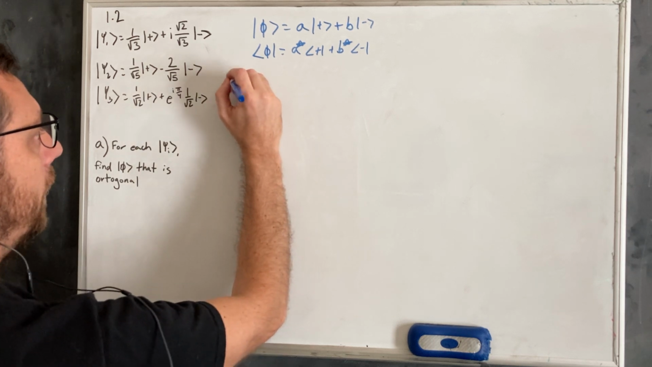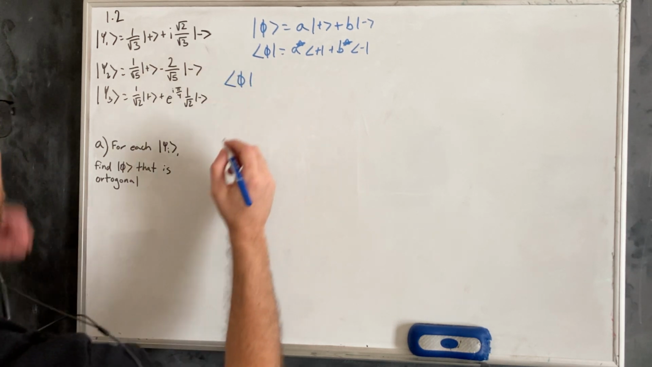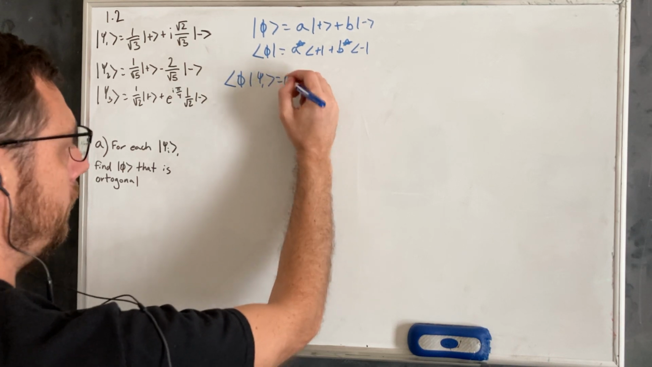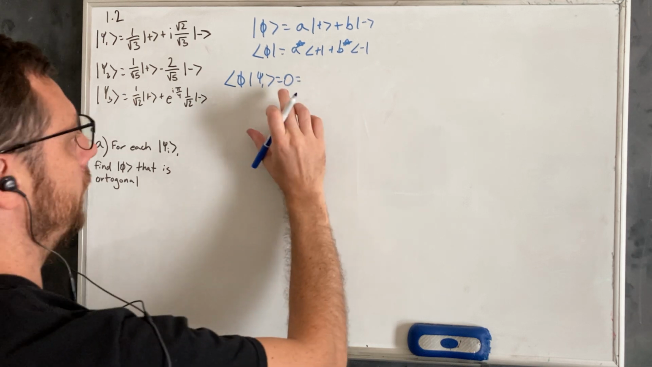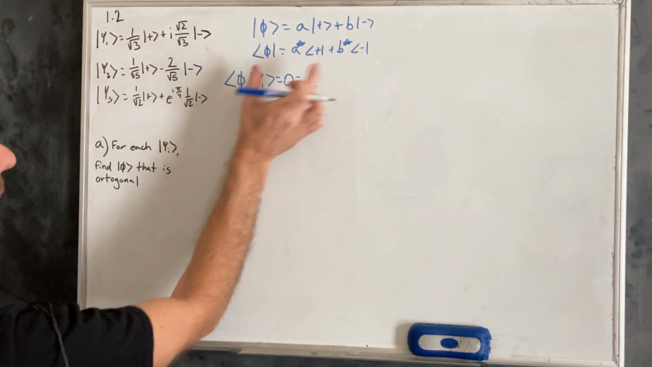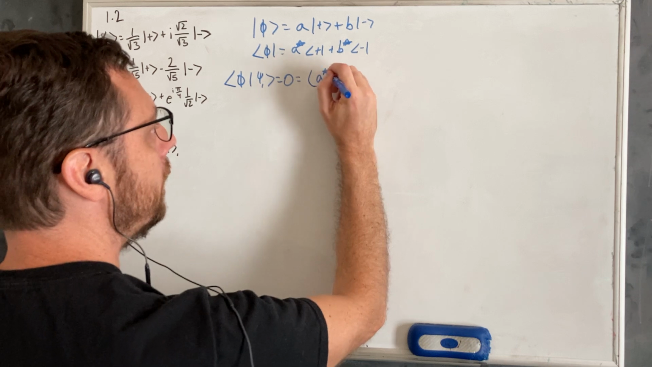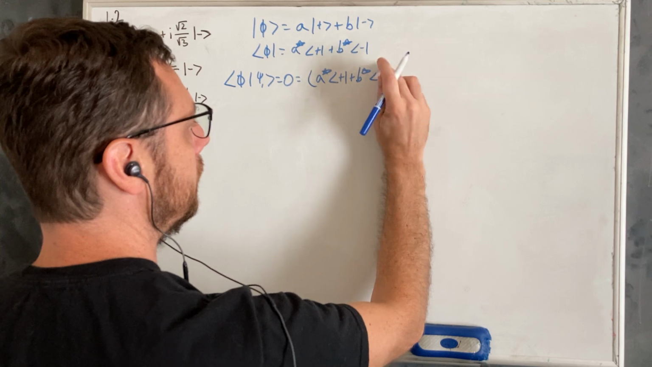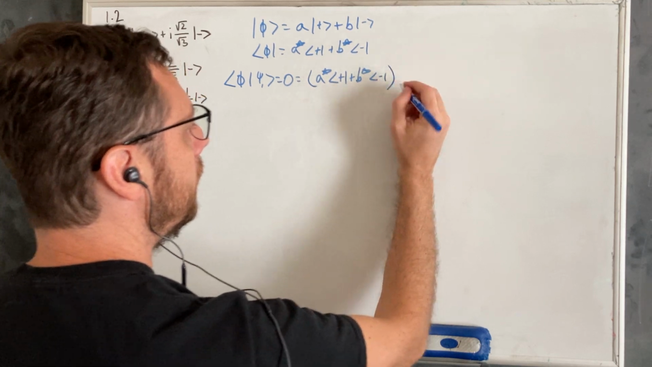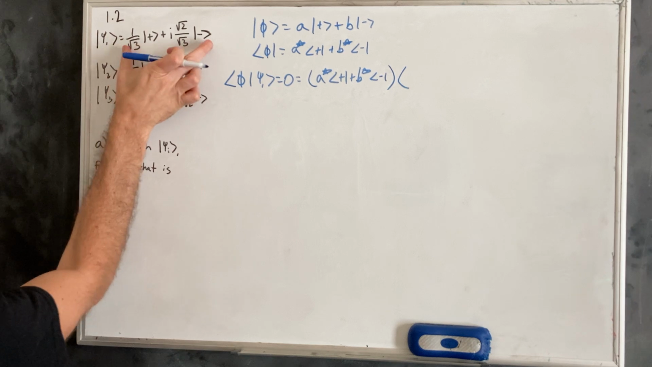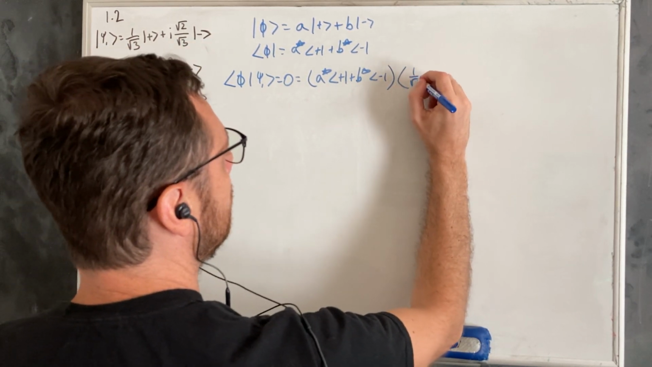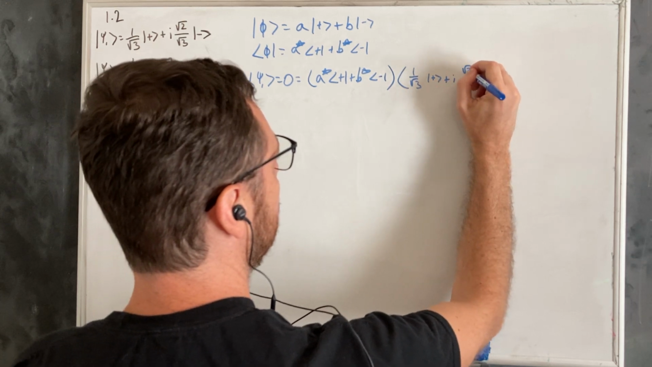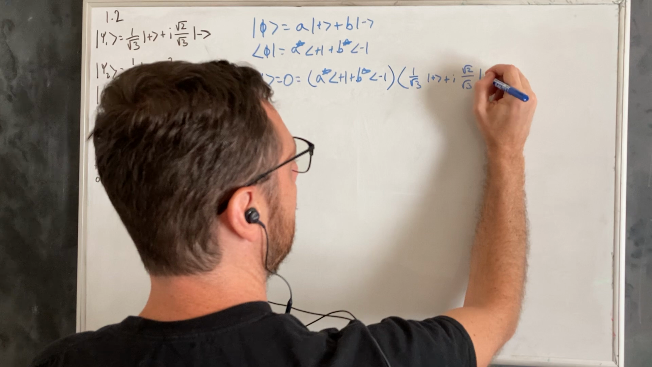So now if we do our phi inner product with our first state here, again, that should equal 0 if they are orthogonal. First we have this bra here, which is a star up plus b star down. And then we have our ket here, which is our first state: 1 over root 3 up plus i root 2 over root 3 down.